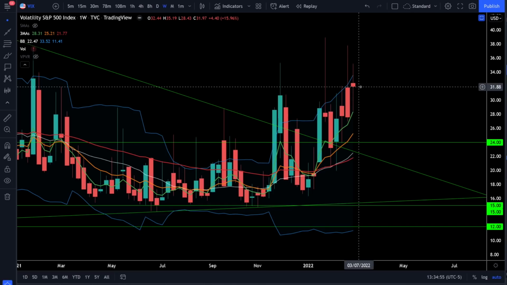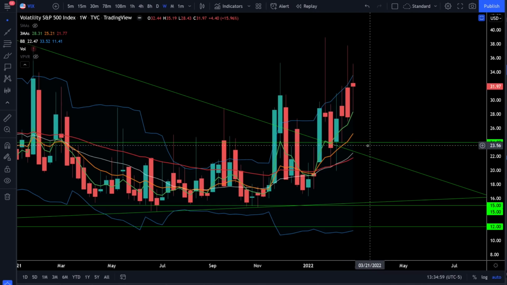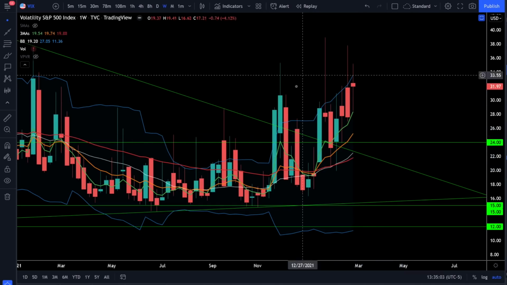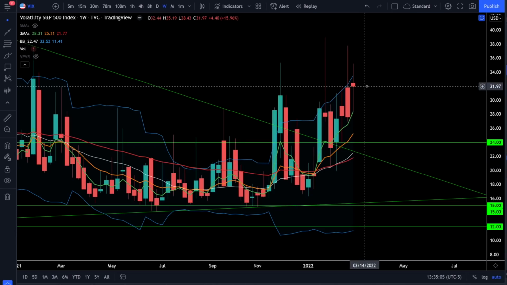So this is going to remain a volatile market until we see the VIX at least getting back down below 24, and we'll be getting a lot more bullish when the VIX can close below 20. But with a weekly bull trend in the VIX and closing in the elevated range of above 30, you need to be very cautious, and it's going to be a very volatile market.